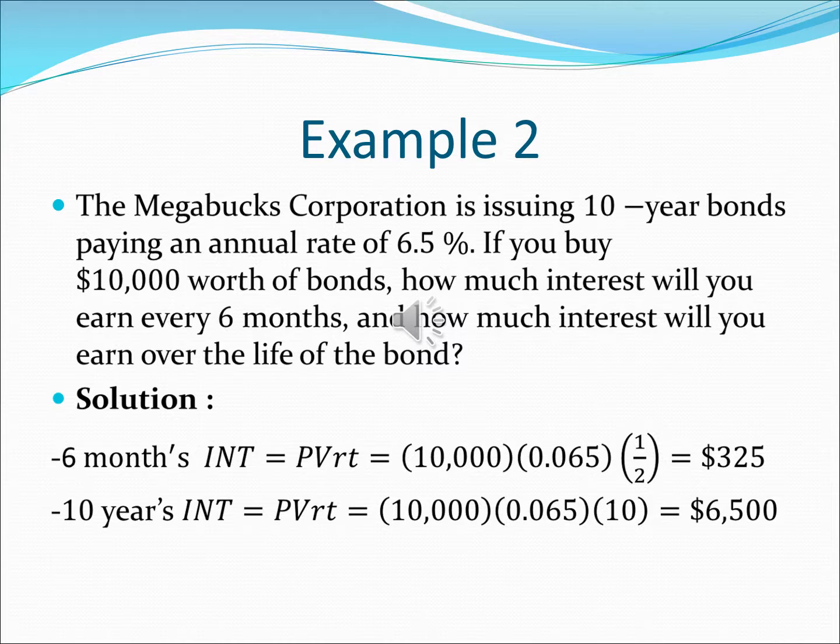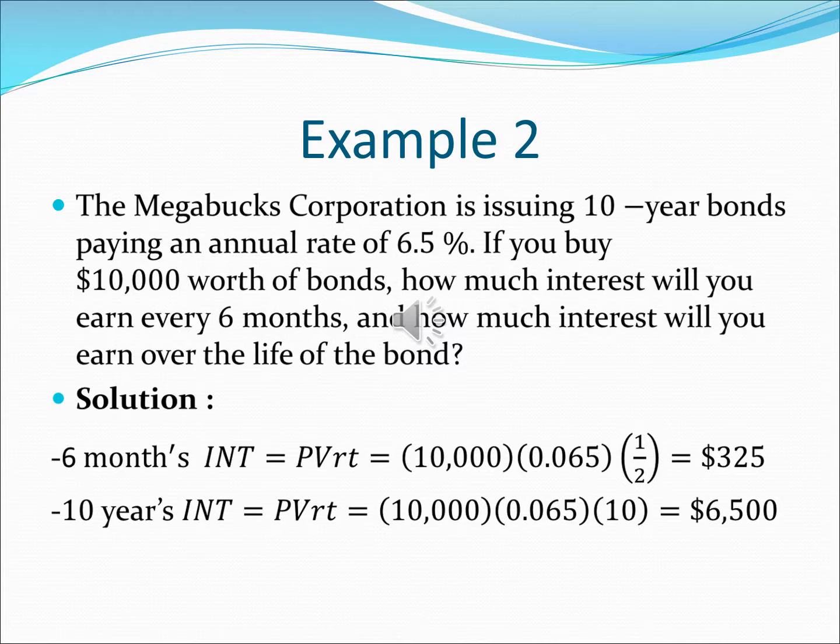Example number 2. This is similar to example number 1, but here we are calculating only the interest. The Megabucks Corporation is issuing 10-year bonds paying an annual rate of 6.5%. If you buy $10,000 worth of bonds, how much interest will you earn every 6 months, and how much interest will you earn over the life of the bond?